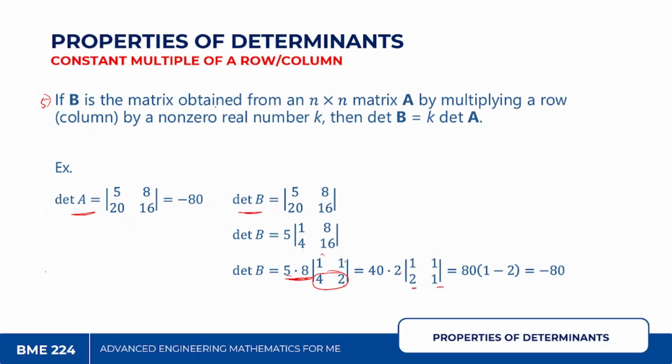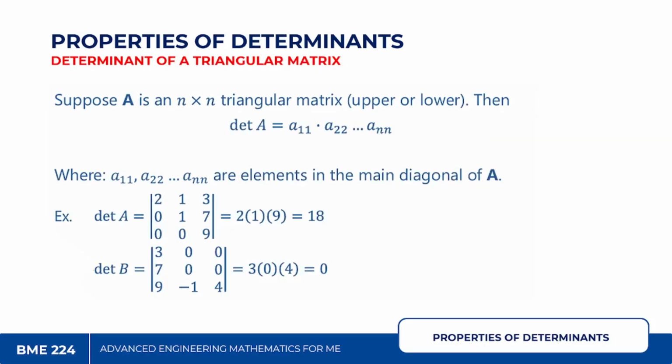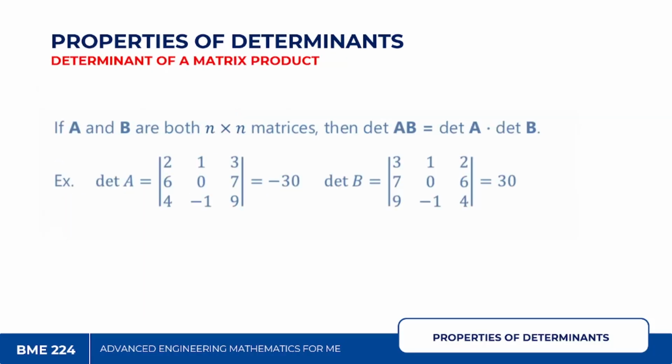Kasi, if B is the matrix obtained from n by n matrix A by multiplying a row or column by a nonzero real number K, then the determinant of B is equivalent lang sa determinant ng matrix A times the scalar multiple or constant multiple K. Okay, yan yung properties ng determinant. And for the last property, meron pa pala, marami pa pala ito. For this next property, if A and B are both n by n matrix, then determinant of the product of A and B is equal to the product of each determinant.